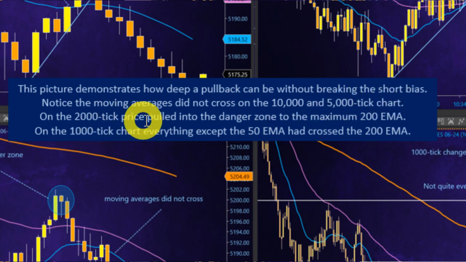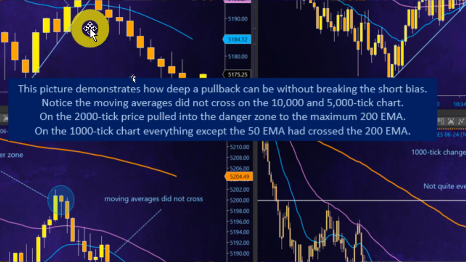Okay, on the 2,000 tick chart, price pulled back to the danger zone, but to the maximum of the 200 EMA. Okay, on the 1,000 tick chart, everything except the 50 EMA had crossed the 200 EMA. In other words, not everything crossed the 200 EMA. Now let's take a look at one at a time.